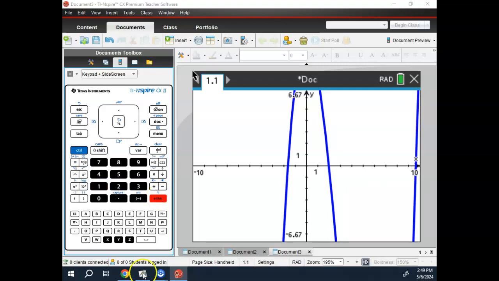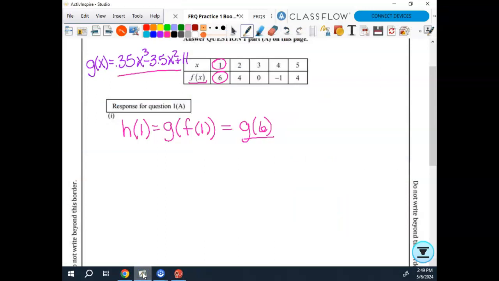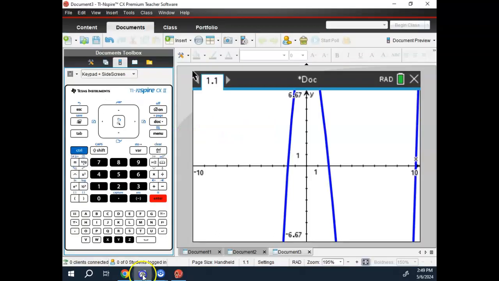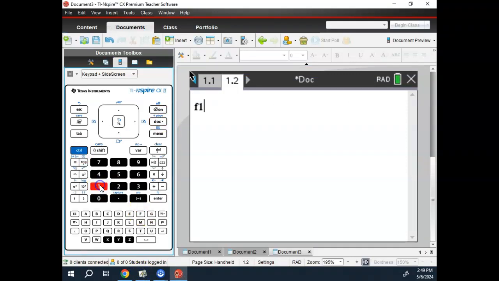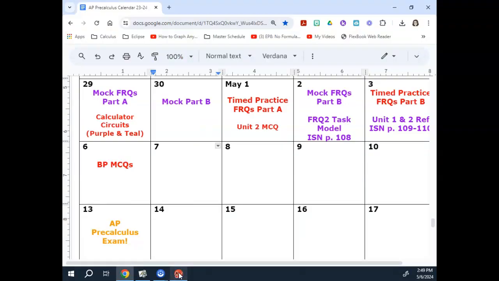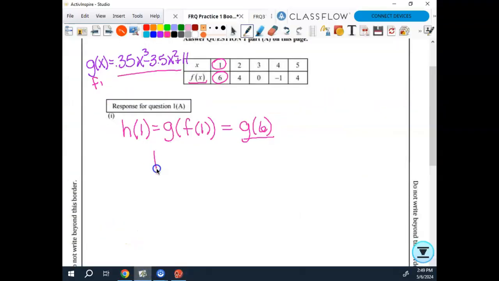What I want is G of 6. I just put G in F1 in my calculator, so if I want G of 6, I can come over here and say I want F1 of 6. There's my answer, negative 39.4. So H of 1 equals negative 39.4. Or I could have just put equals negative 39.4. You don't necessarily have to write this part here. That right there is 1 point.